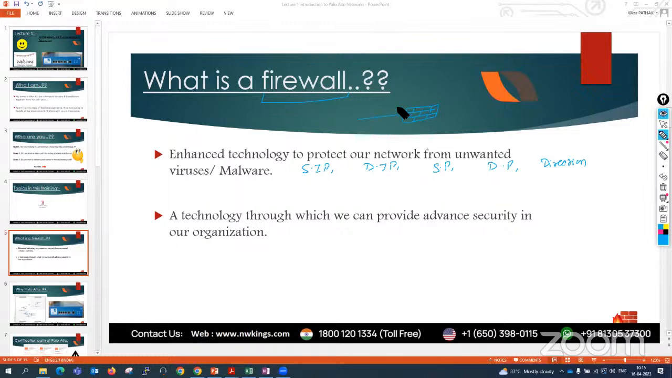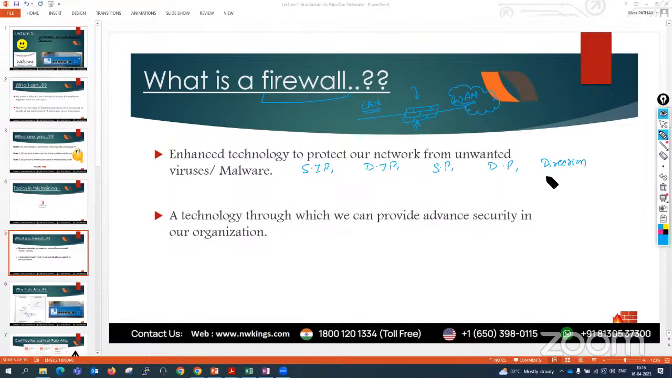Let's suppose, in all our classes, like in this particular course, whenever I mention this sort of diagram, the left side will always be the LAN side and the right side will always be the WAN side. Is it clear? So this is my firewall, and the left side is my LAN side, the right side is my WAN side. Here my internet is connected, correct?